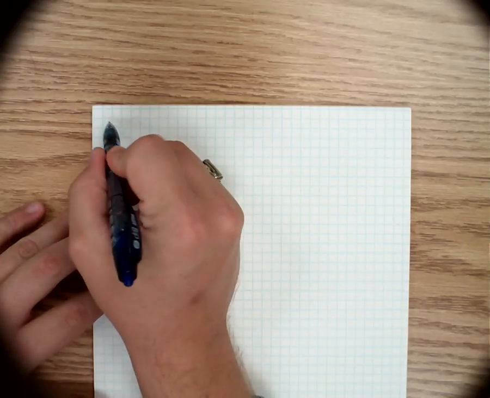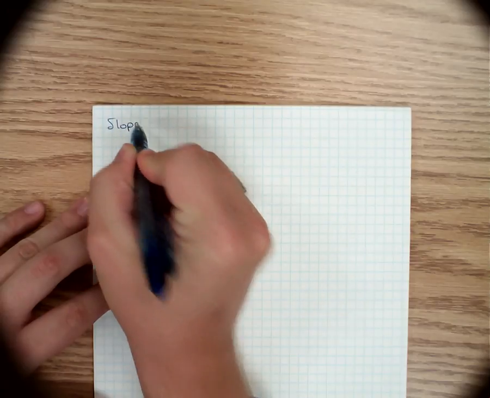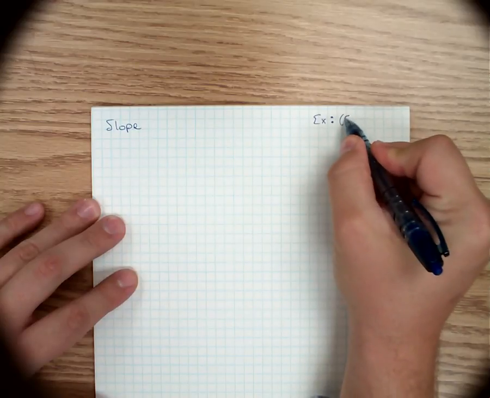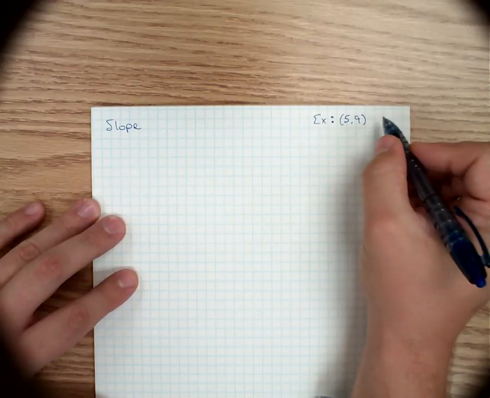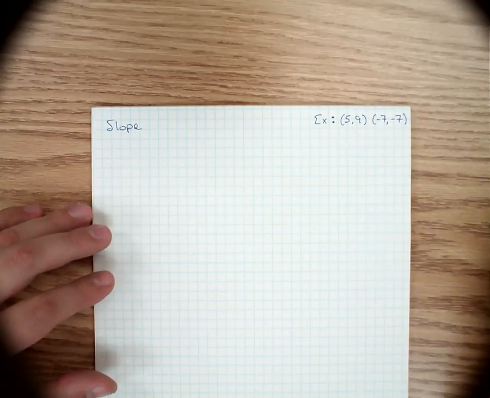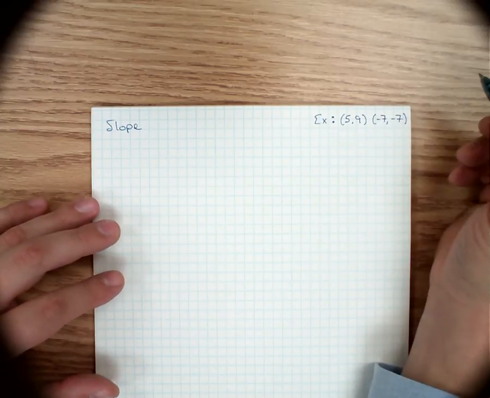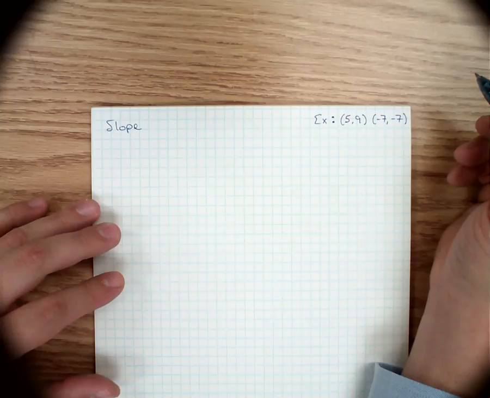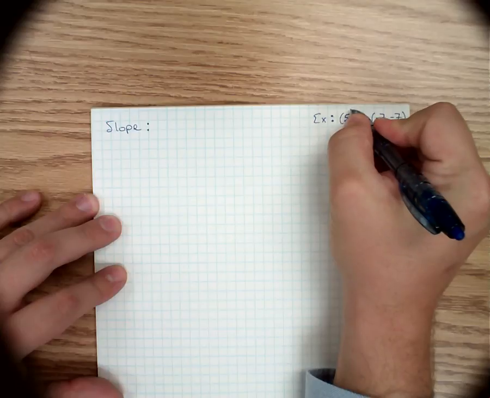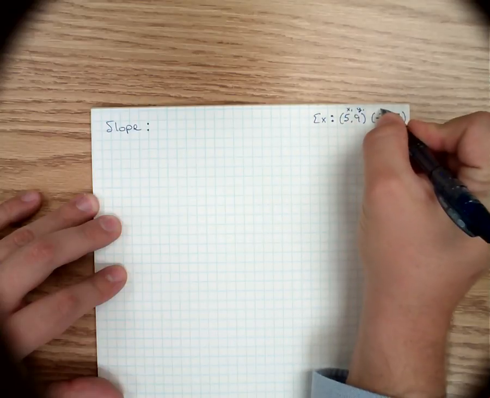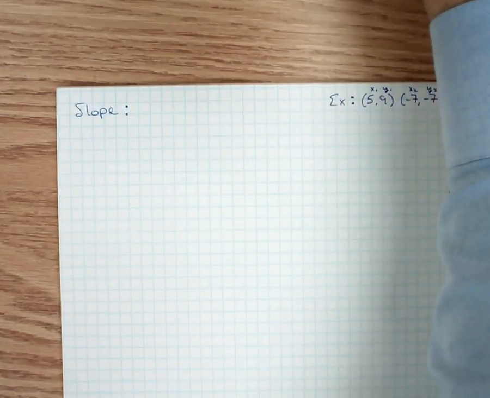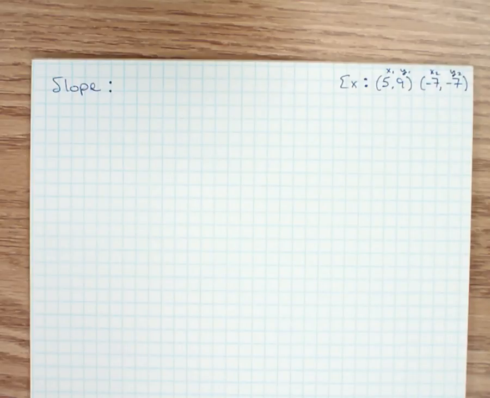So first thing I mentioned was slope. And for the example coordinates on all these, the ones we're going to use are going to be 5, 9, and -7, -7. And the first thing you should do whenever you get those points is to label them x1, y1, x2, and y2. And that's mainly for bookkeeping purposes, to make sure we don't make little mistakes.